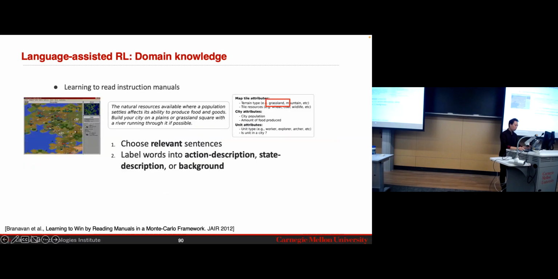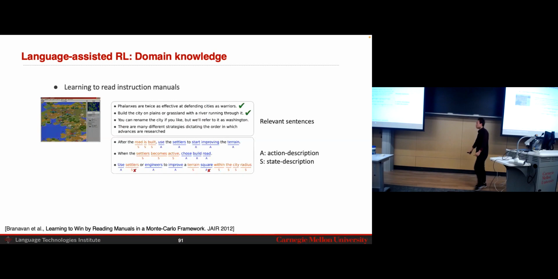So this paper over here talks about, for example, firstly choosing relevant sentences in the instruction manual. A lot of the sentences are not going to be super useful. Choose relevant sentences based on whether they contain important tokens, like grassland. And then it labels these words into things that you can use to inform your actions, for example, building or collecting or growing food, things that are state dependent. For example, grassland is part of the state. What type of things can grow in grasslands and how do you harvest things in grasslands and so on, or background knowledge.